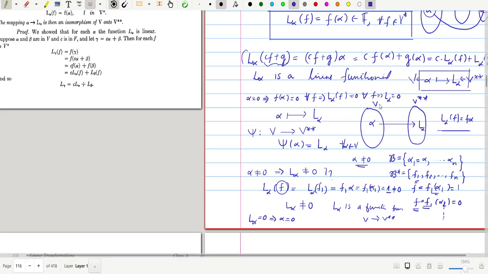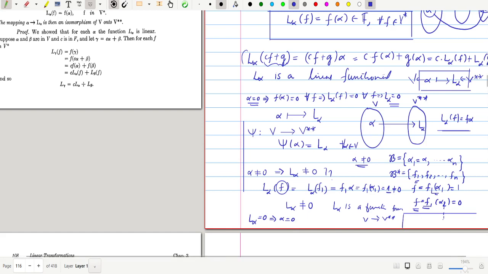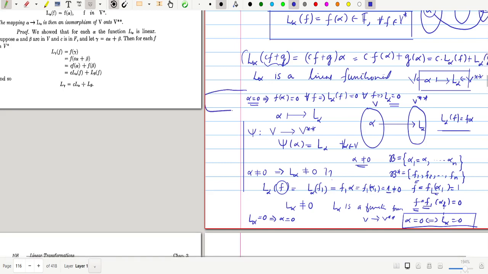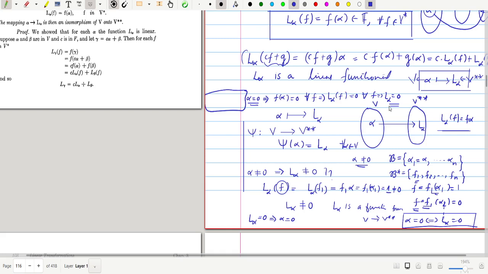That means L alpha is a 0 function. Then whenever alpha equal to 0, we can get L alpha equal to 0. So from this argument you can say that L alpha equal to 0 implies alpha equal to 0. From these two statements together, we can consider the statement alpha equal to 0 if and only if L alpha equal to 0. When you identify this equation, alpha equal to 0 implies L alpha equal to 0. So this would enable us to verify that this L alpha is a function.